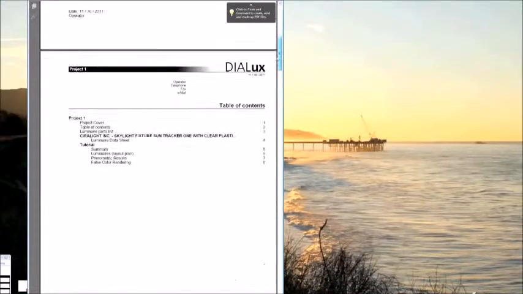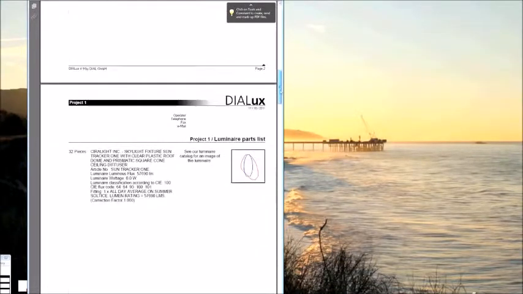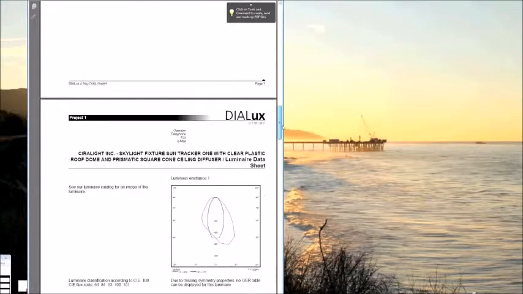Here is the table of contents. Here is your luminaire parts list and the luminaire data sheet.